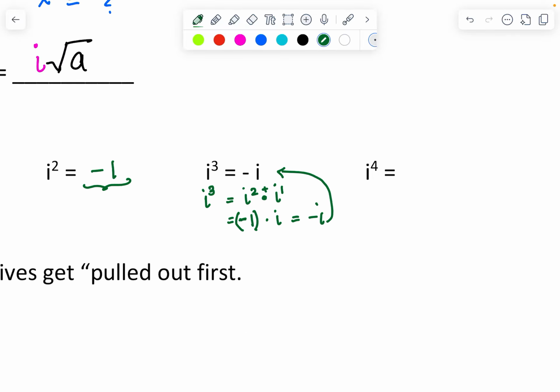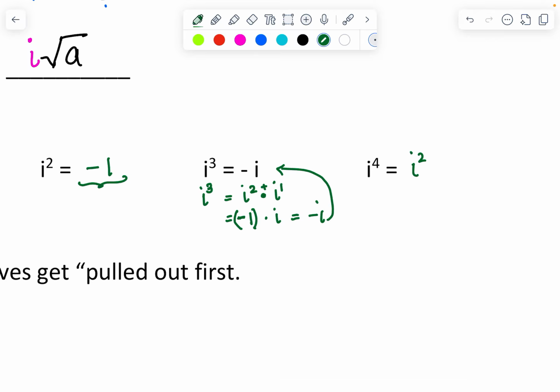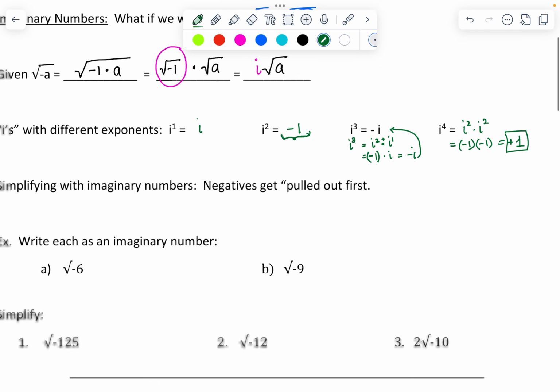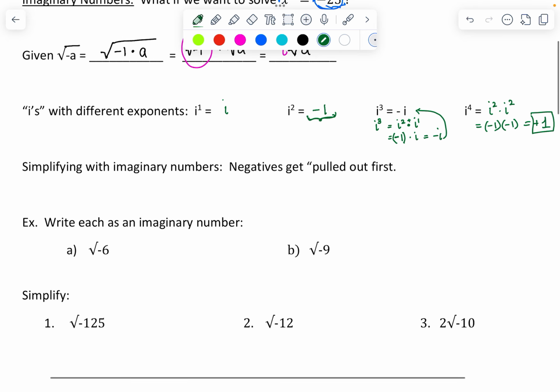So i to the fourth power will break down to i squared times i squared. And we already established that i squared is negative 1. So plug it in, and you get a positive 1. All right. So when we take the square root of negative numbers, we're going to simplify those radicals by pulling out the negatives first. They get pulled out first, and we call them i's. So let's take a look.